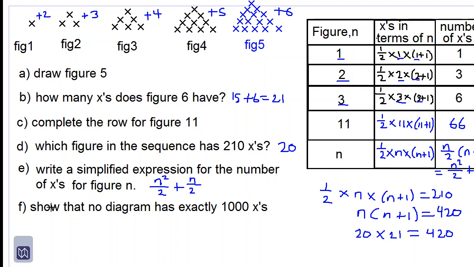So let's look at F. Show that no diagram has exactly 1,000 x's. So let's look at the middle expression. A half times n times n plus 1 gives 1,000. Multiply both sides by 2, so we have n times n plus 1 giving 2,000. So we are looking for two consecutive numbers that when you multiply them you get 2000.